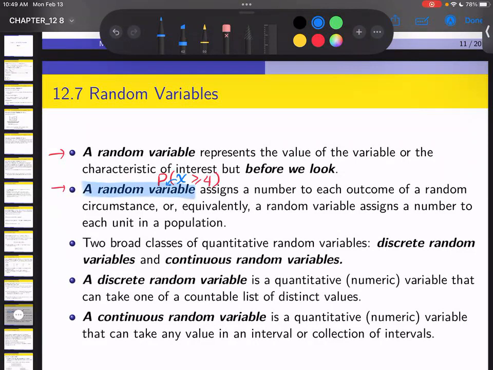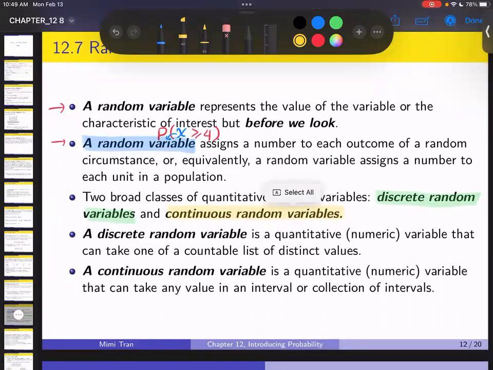There are 2 classes of random variable that we're going to study in this class. One of them is called discrete random variable, and the other called continuous random variable. We talk about this. I just never tell you what it is. A discrete random variable is a quantitative or numeric variable that can take one of a countable list of distinct values. Right? So for example, number of phone calls you make a week, right?